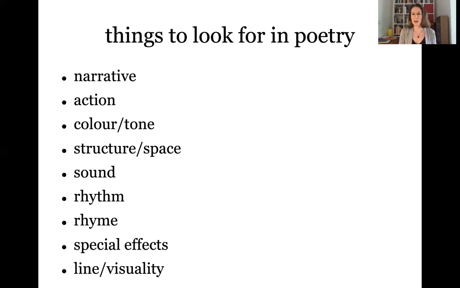We might also ask about any kinds of special effects. Is there something that's visible that is kind of catchy or grabs us? Then again, we'll look at the length of the line, the visuality, the way the lines are presented on the page, what is being suggested there. So these are a number of things. Of course, there are loads more things you might want to look at when you analyze poetry, but this is just, I think, some basics that, of course, you will be familiar with.